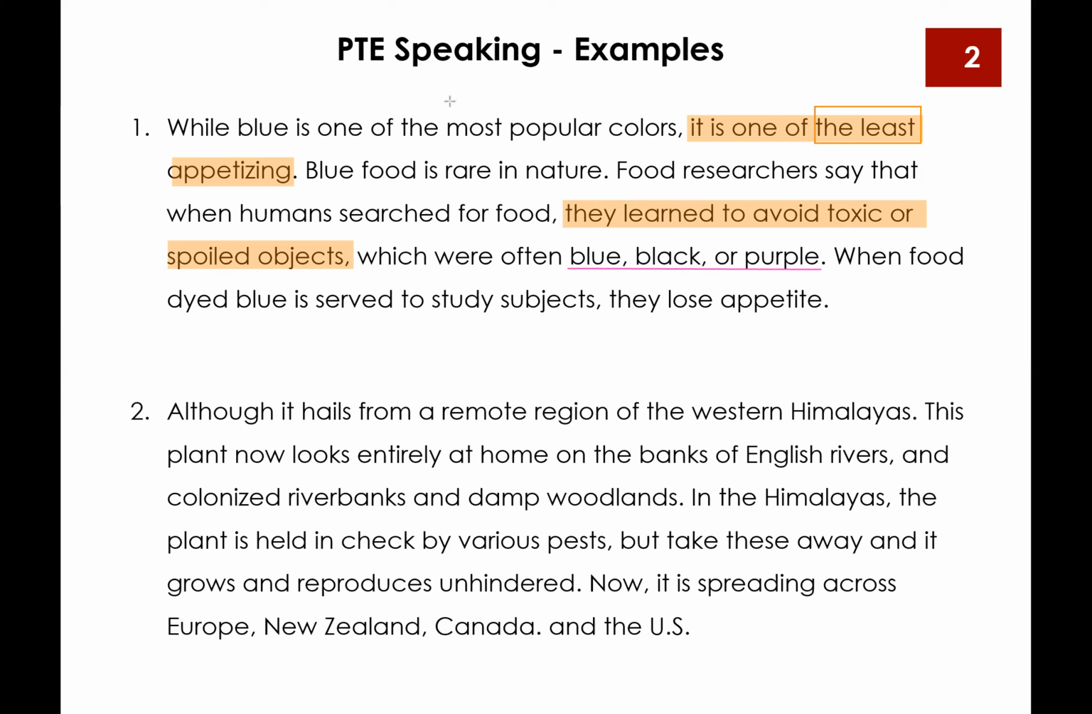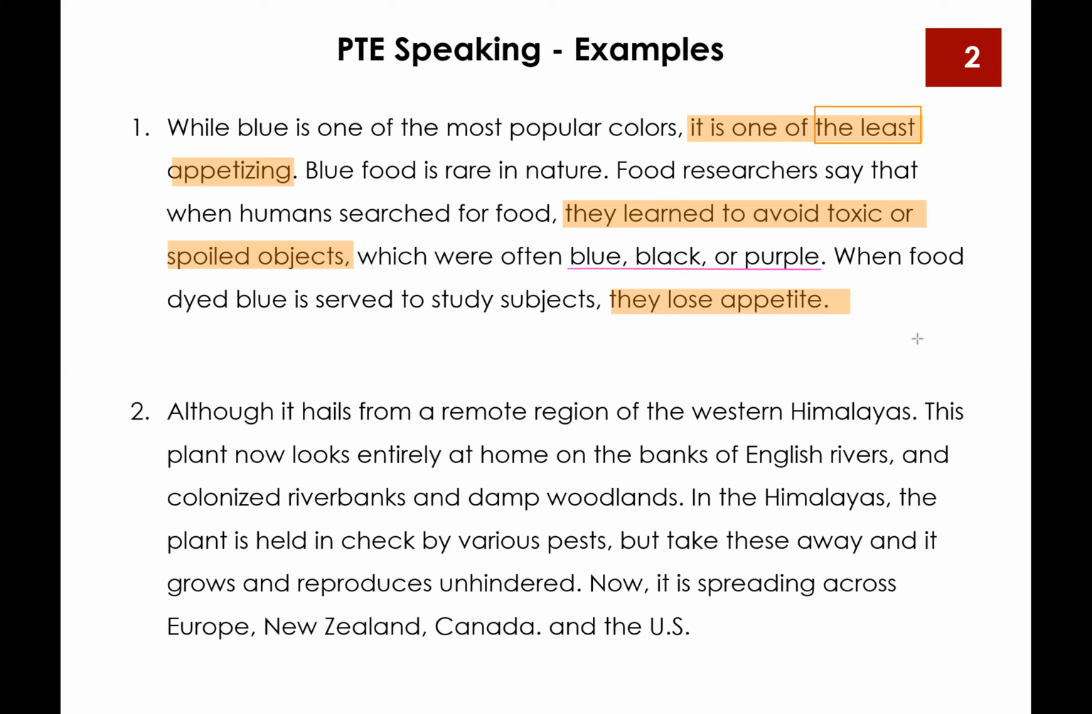Okay. So I'm going to do a demonstration and we're going to break it down. Okay. So while blue is one of the most popular colors, it is one of the least appetizing. Blue food is rare in nature. Food researchers say that when humans search for food, they learn to avoid toxic or spoiled objects, which were often blue, black, or purple. When food dyed blue is served to study subjects, they lose appetite.